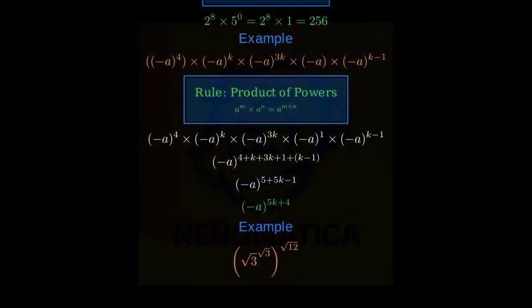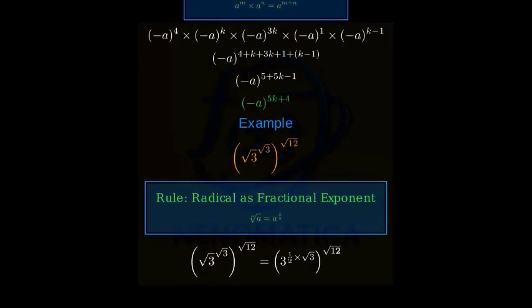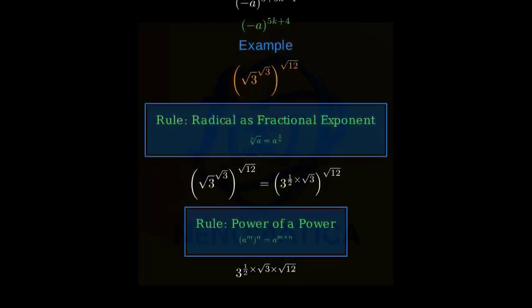This time, we need to evaluate the expression. The square root of 3 raised to the power of square root of 3, all raised to the power of square root of 12. For this problem, we need to remember that a radical can be written as a fractional exponent. The square root of a number is equivalent to raising that number to the power of 1/2. Next, we apply the power rule as we did before. When a power is raised to another power, we multiply the exponents.